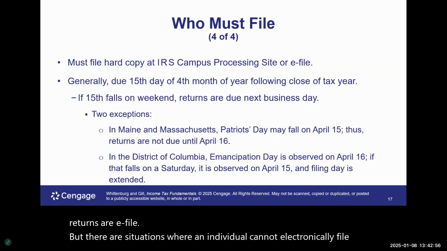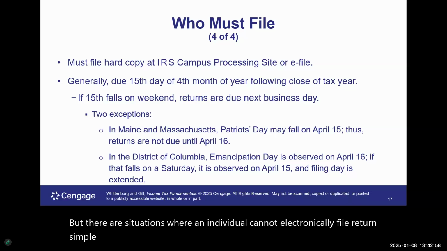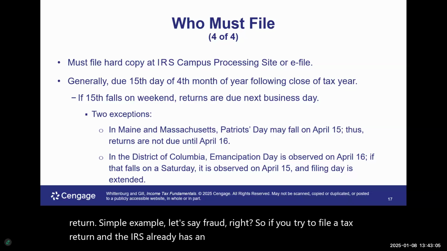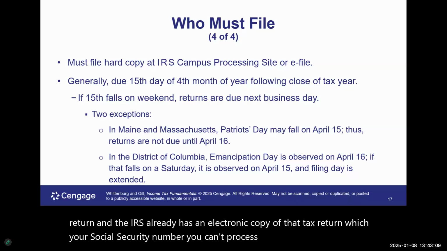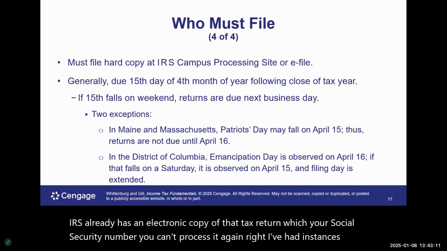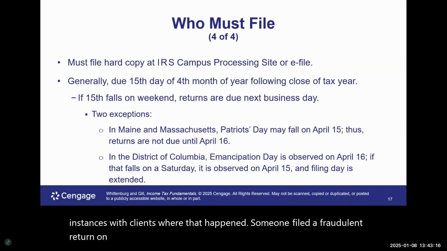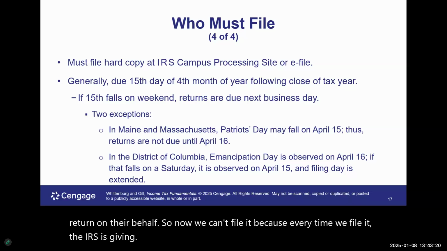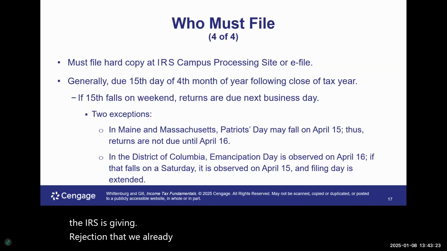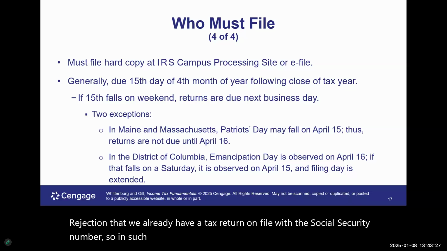Simple example, let's say fraud. If you try to file a tax return and the IRS already has an electronic copy of that tax return with your Social Security number, you can't process it again. I've had instances with clients where that happened. Someone filed a fraudulent return on their behalf. So now we can't file it, because every time we file it, the IRS gives us a rejection that they already have a tax return on file with that Social Security number. So in such a case, we would need to mail it.